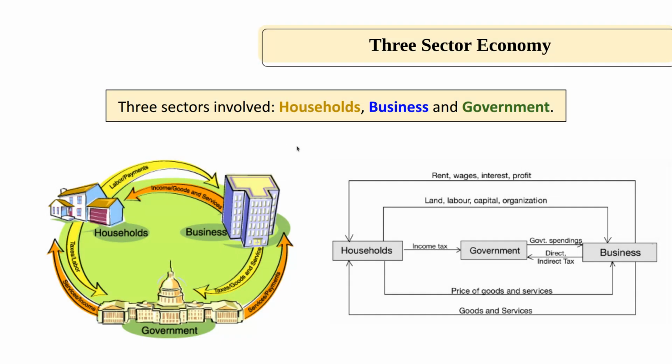Now, let's talk about three sector economy. Here, three sector economy involves households, business, and government. As you can see in the flowchart, households provide income tax to government, government spends on business, businesses give direct or indirect tax to government, and many more things you can see in this flowchart. So, how can we explain this? This adds the government. Now, in addition to households and businesses, the government plays a role by collecting taxes and spending on public goods.